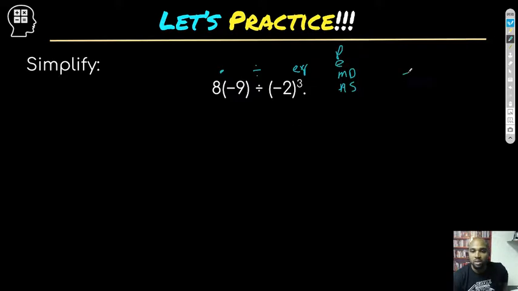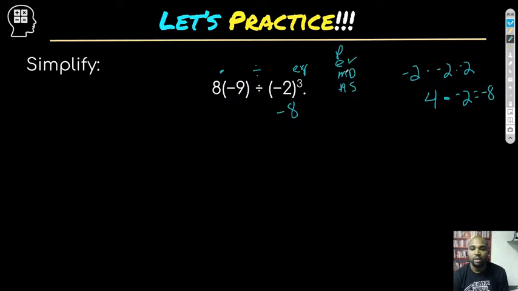So what is negative 2 to the third? Well, that's negative 2 times negative 2 times negative 2. Negative 2 times negative 2 is a positive 4. 4 times a negative 2 is a negative 8. So right here is a negative 8. Now I've done my exponent.